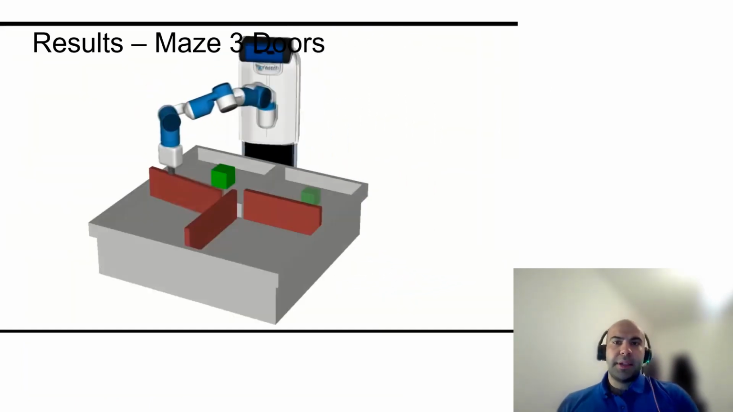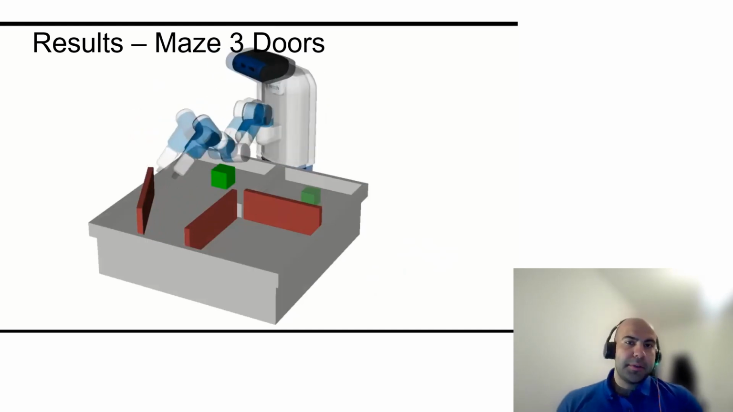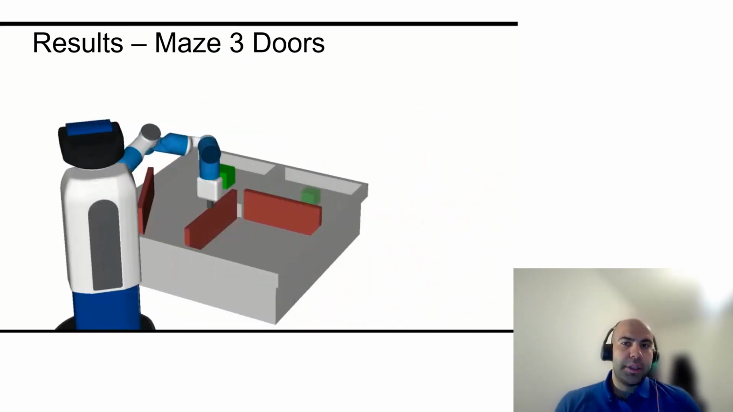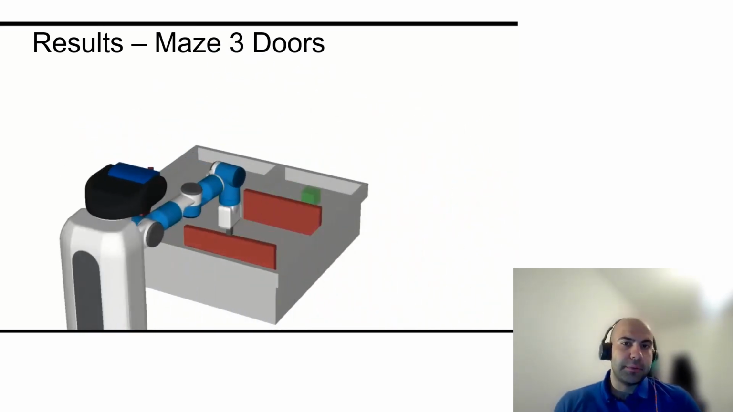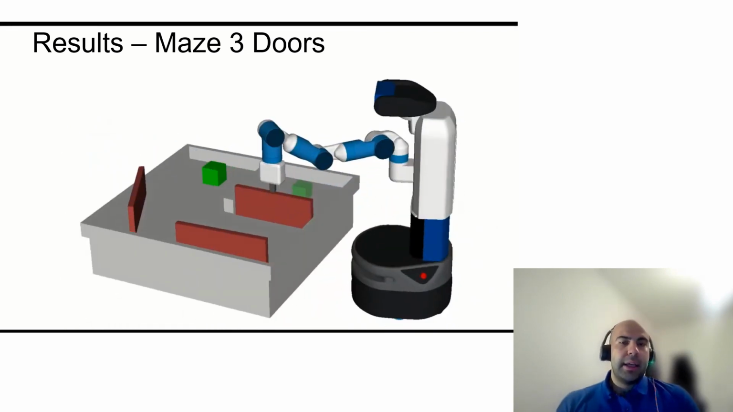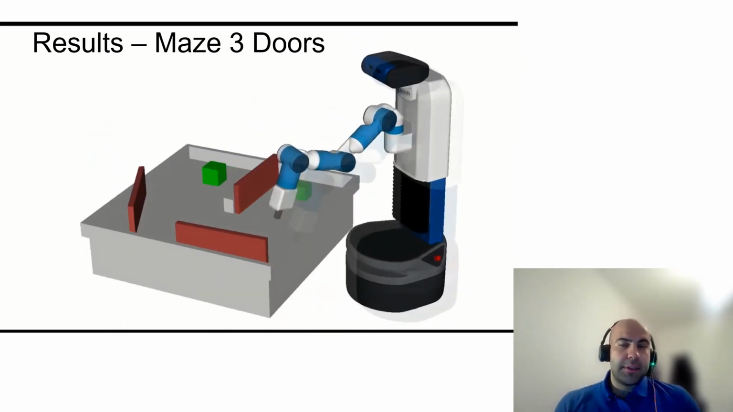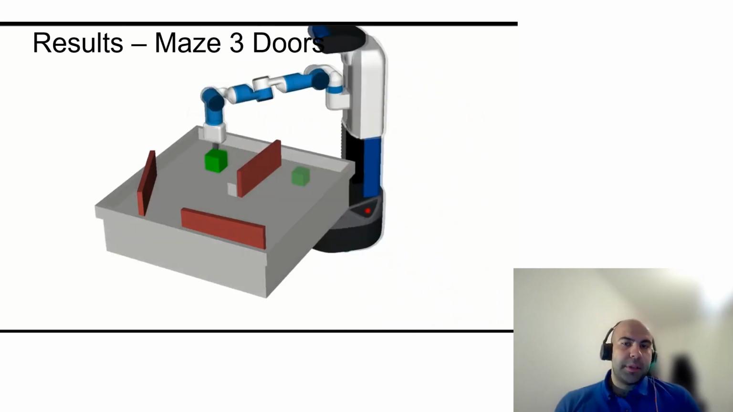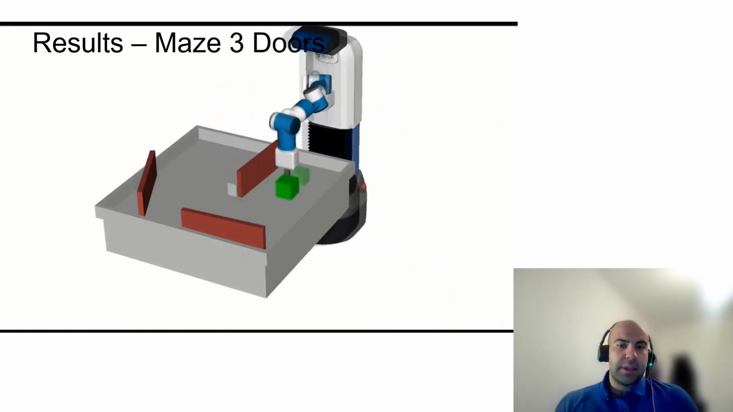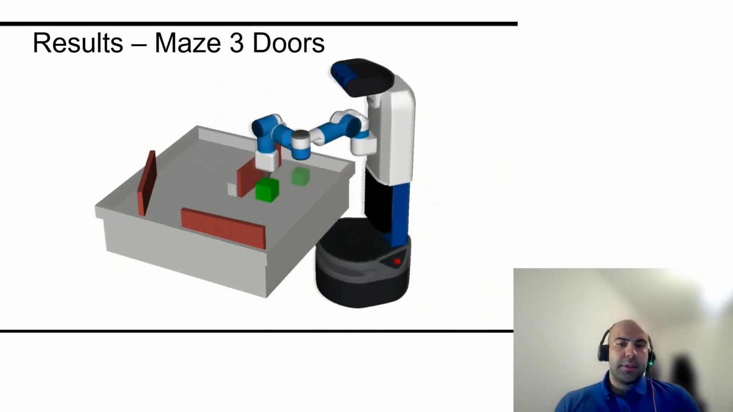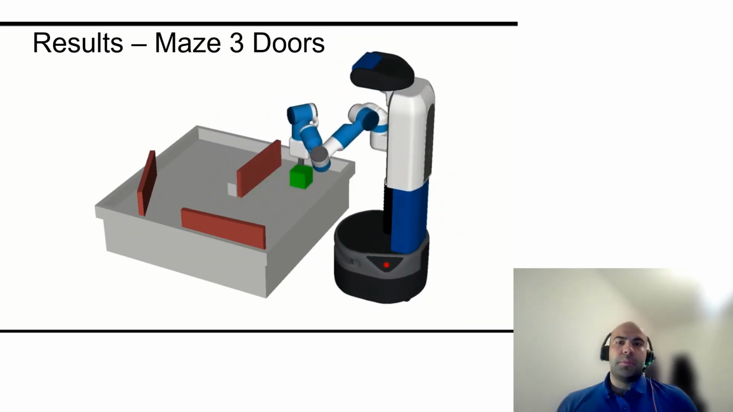Here we can see one of our maze scenarios, the maze 3-door scenario, where the cube needs to be moved again to the half-transparent green area, and its way is blocked by 3 rotatable doors. And here's the optimal action sequence, as you can also see in the video: rotating the 3 doors first and then moving the cube to the desired goal position.